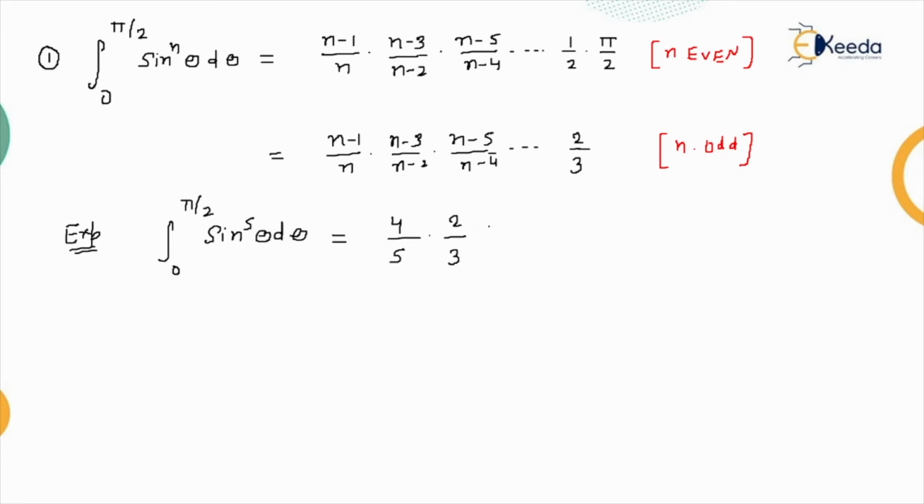You need not write any other things. So this is your result: 4 twos are 8 and 5 threes are 15. So 8 by 15 is your required result of this integration. How easy is it?